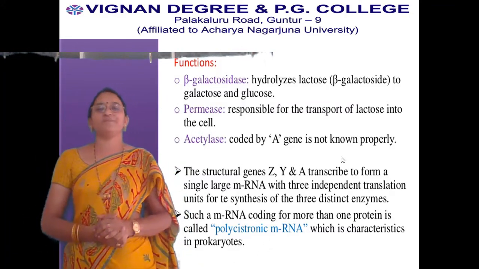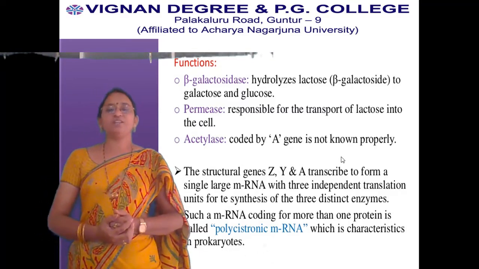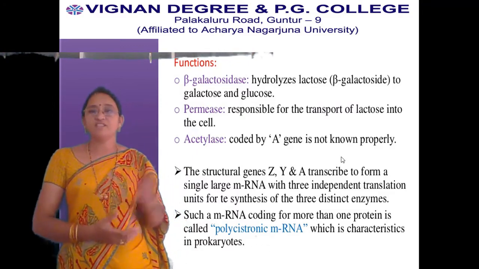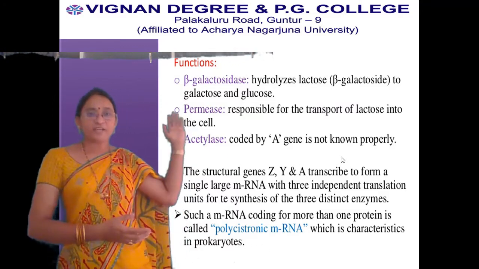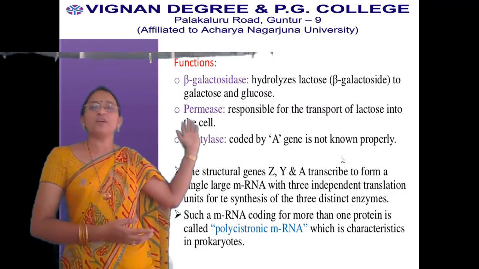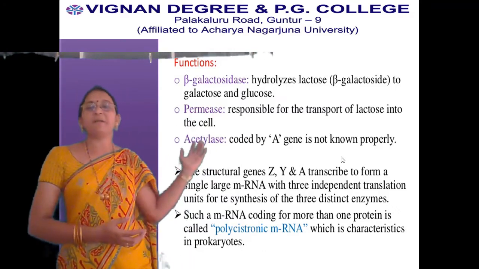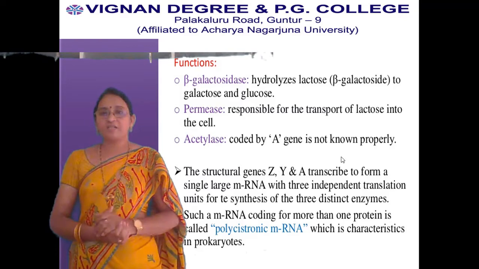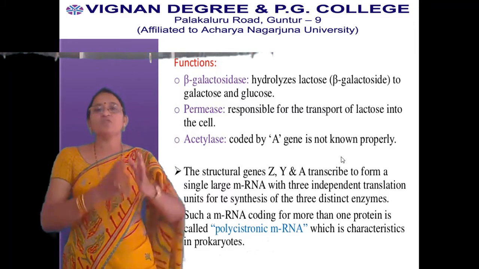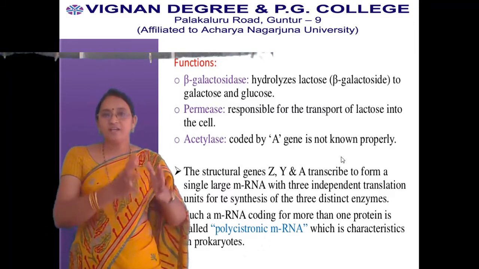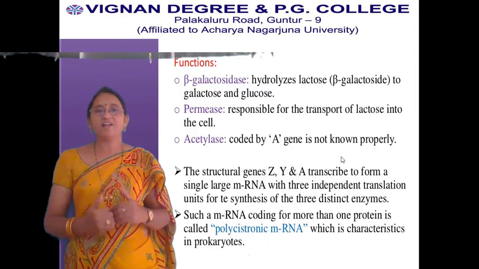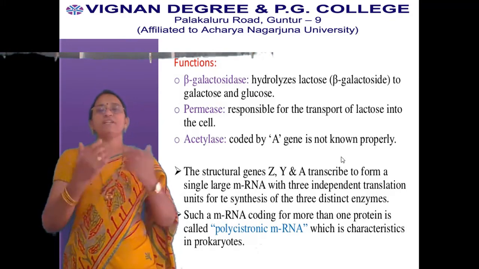Beta-galactosidase is the enzyme expressed by the gene Z. It hydrolyzes lactose, also known as beta-galactoside, to galactose and glucose. Next one, permease. This is responsible for the transport of lactose into the cell. So when Escherichia coli is growing in a medium containing lactose, this permease, situated in the cell membrane, allows the entry of lactose into the cell. After entering the cell, it is split into galactose and glucose by beta-galactosidase.